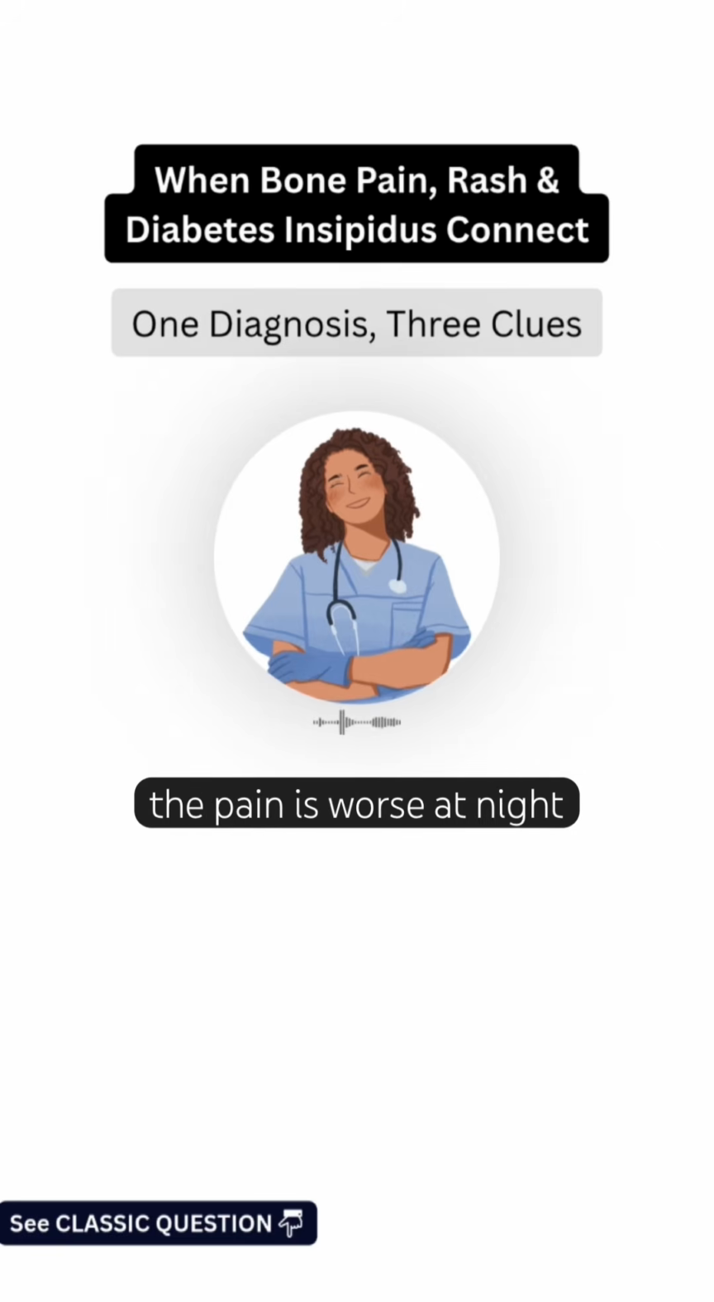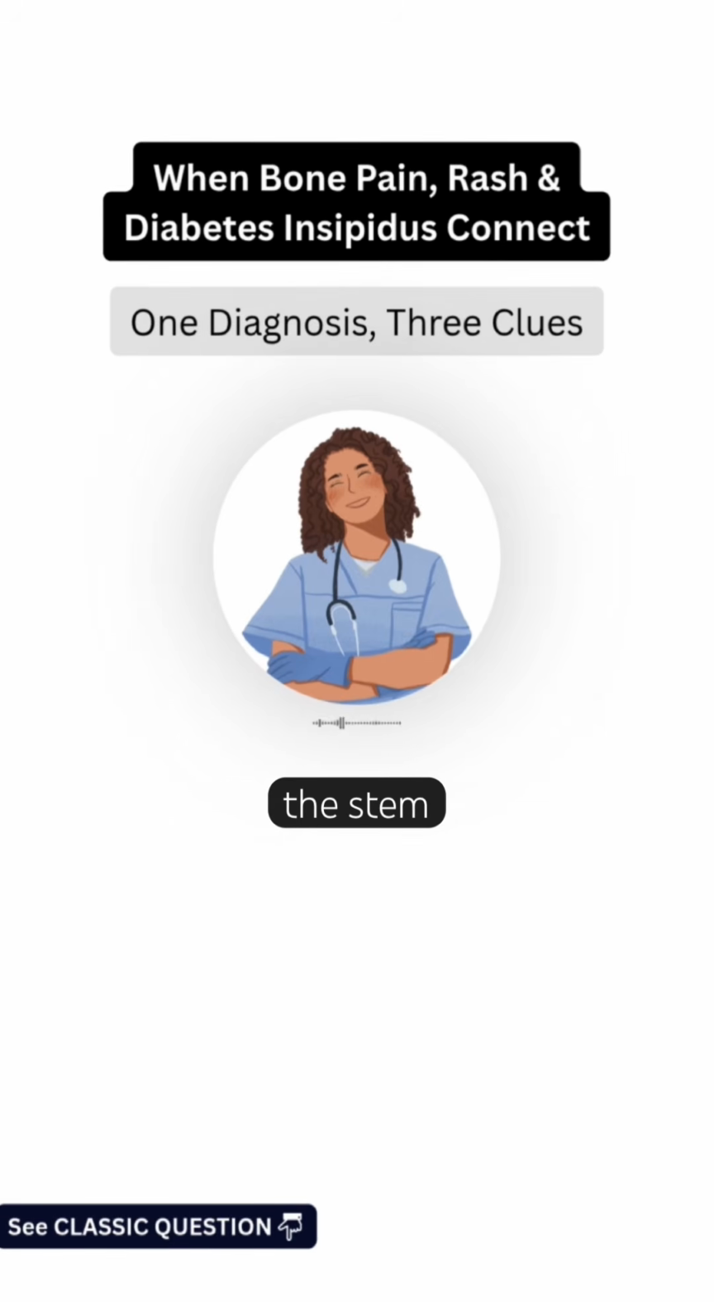Then you keep reading. The pain is worse at night, and it's gotten so bad, he doesn't even want to play with his friends anymore. Okay, now I'm definitely interested. Then, out of nowhere, the stem says he keeps waking up several times every night to pee. He's even started wetting the bed again. Wait a minute. What does that have to do with leg pain?